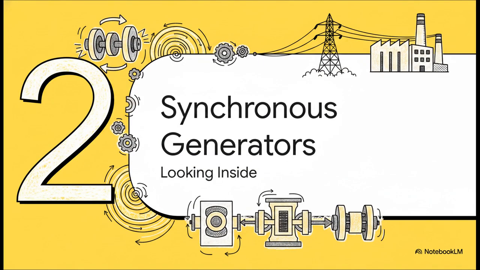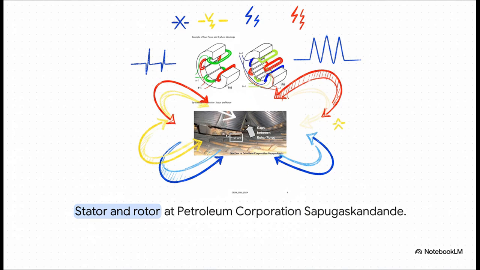Moving right along to part 2, inside synchronous generators. Now take a look at this absolute unit. This is a real synchronous generator, specifically a stator and rotor setup from the Petroleum Corporation Supergrascandum day. I want you to notice that highlighted empty space in there. That's the air gap. And while it just looks like a tiny sliver of nothing, it is absolutely crucial. That is the exact space where the spinning magnetic field from the rotor cuts across the stator coils, inducing massive amounts of electrical current through magnetic flux. It's where the magic happens.